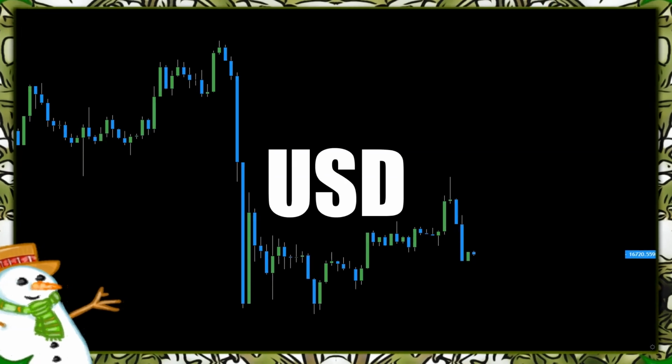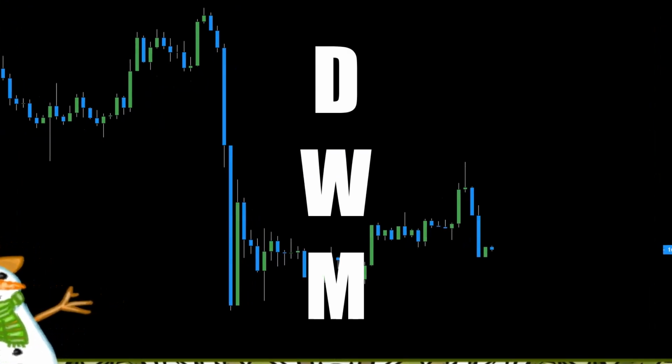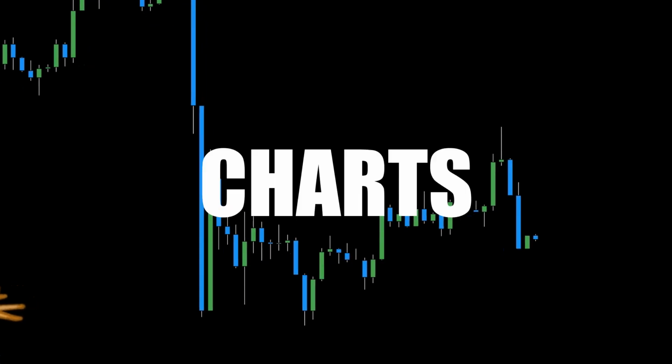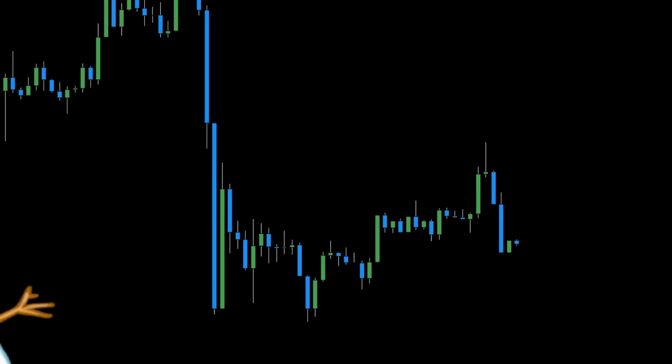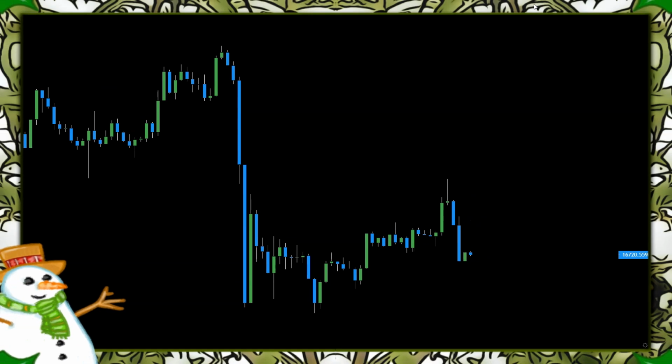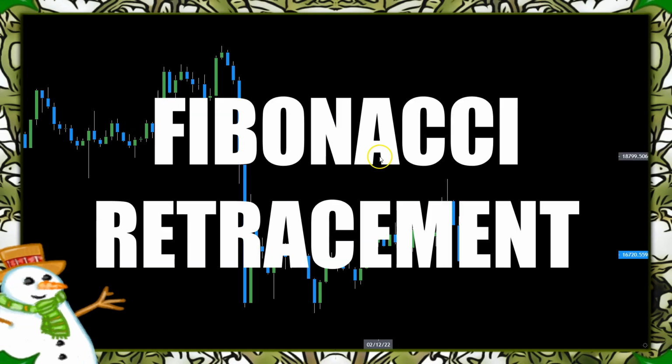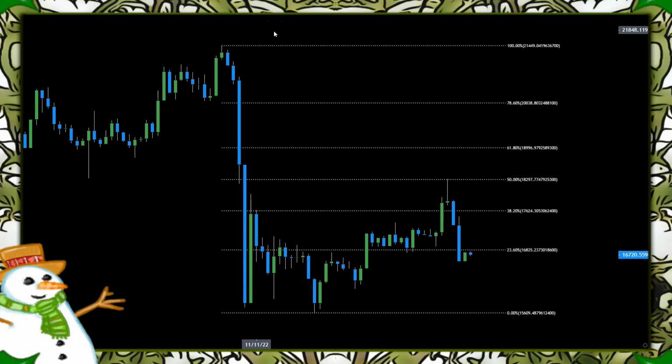Bitcoin versus dollar on every important time frame that you really need, using just one tool, looking through charts through the eyes of Mr. Fibonacci. Let's begin with the daily time frame. So yes, short-term analysis with the Fibonacci retracement tool. Well, this was simple, right?